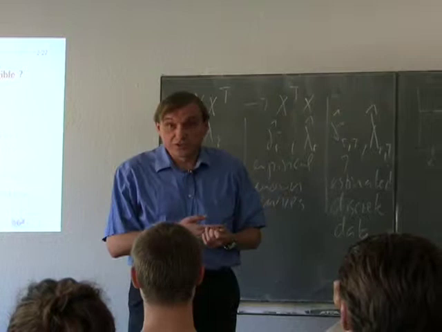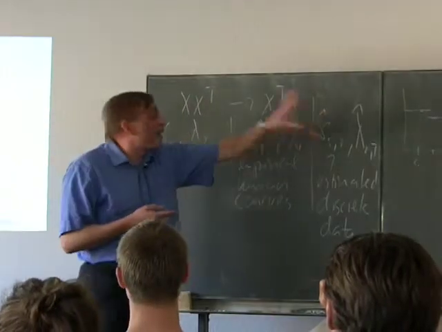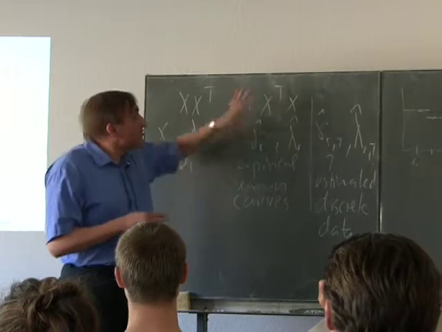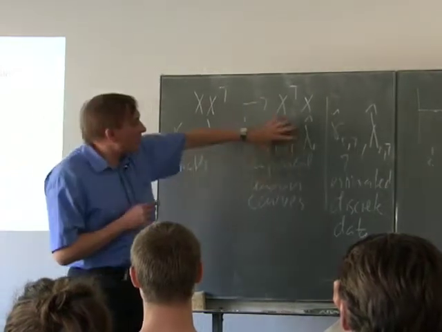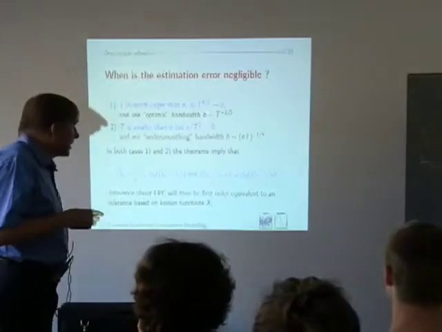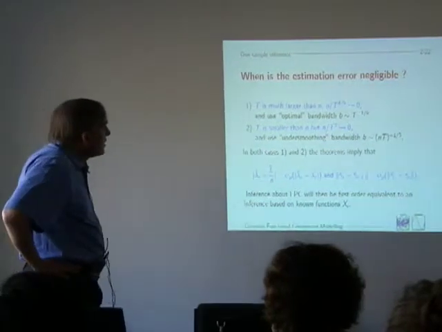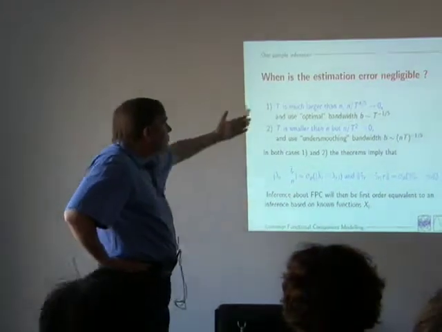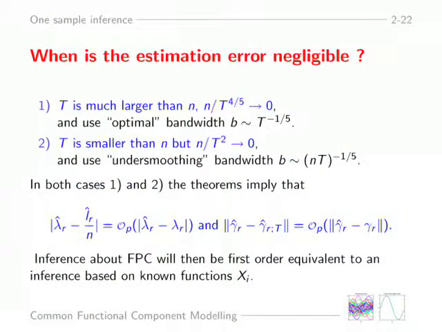negligible? So that you can really say, okay, I can treat the things as if I had observed the true curves. When is this the case? From the results we have, if you compare the rates of convergence, there's, for example, the case if t is larger than n, and you use an optimal bandwidth b for this approximation of an individual function of t to the minus 1/5, then it's okay. Then these are of smaller order of magnitude, and you can essentially asymptotically neglect it.